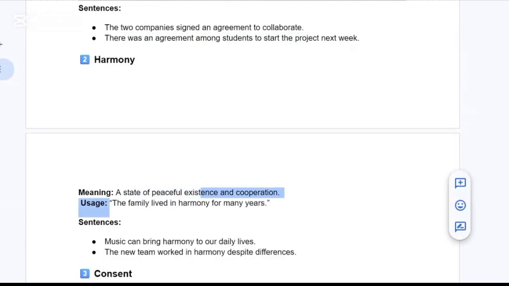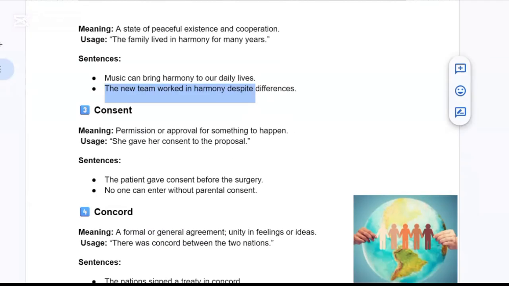Harmony: a state of peaceful existence and cooperation. The family lived in harmony for many years. Music can bring harmony to our daily lives. The new team worked in harmony despite differences.